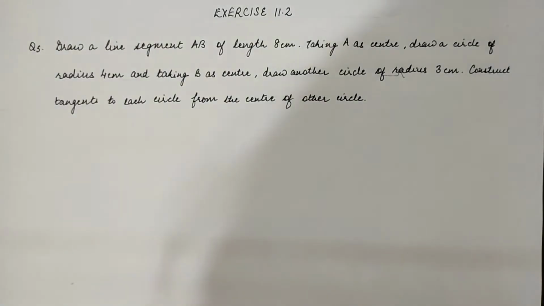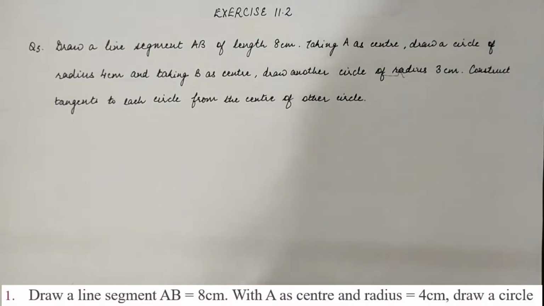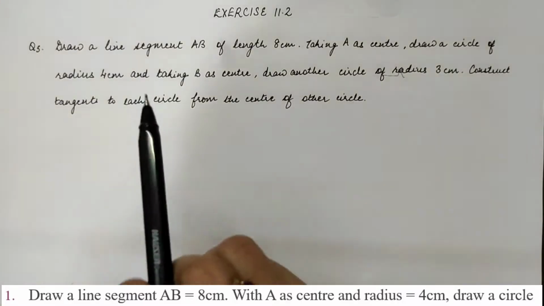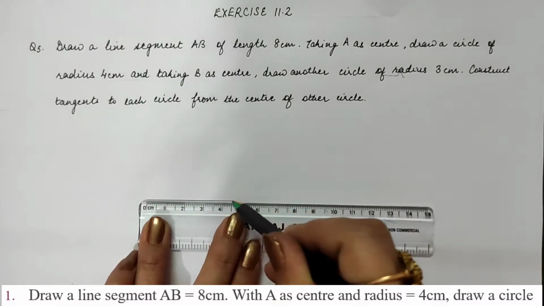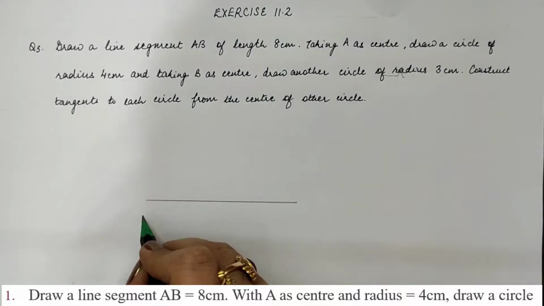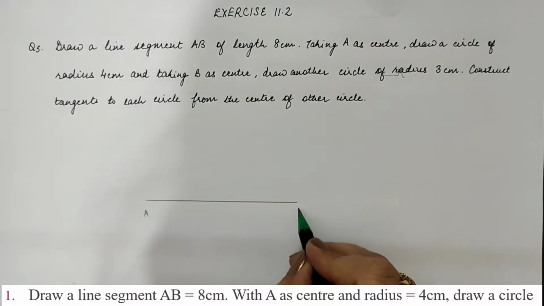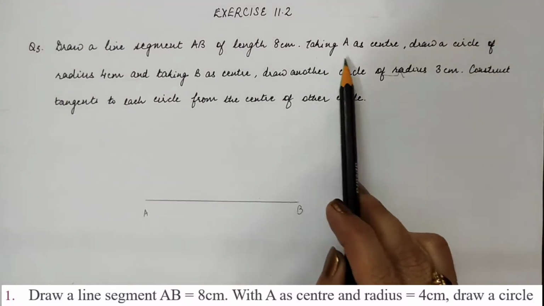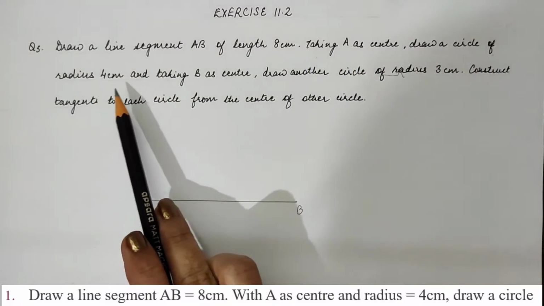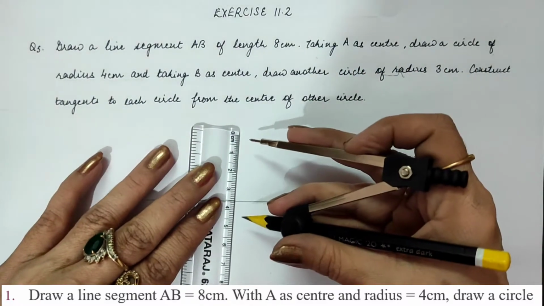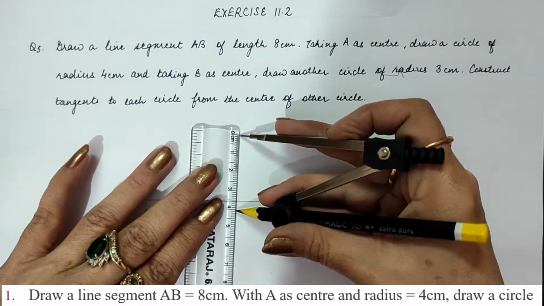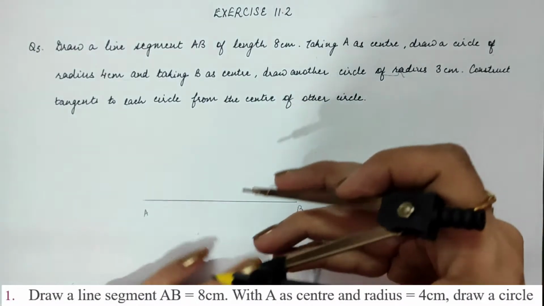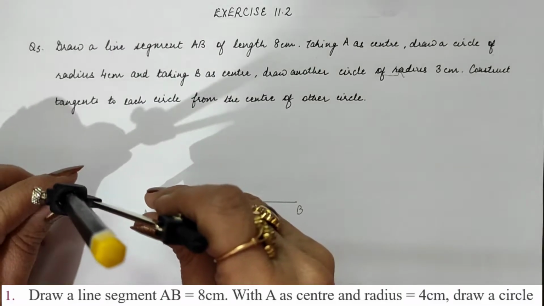So what do we need to do? We need to first of all draw a line segment of 8 centimeters. I mark this as point A and this as B. Then it says, taking A as center, draw a circle of radius 4 centimeters. So taking the radius of 4 centimeters, I make a circle with A as center.